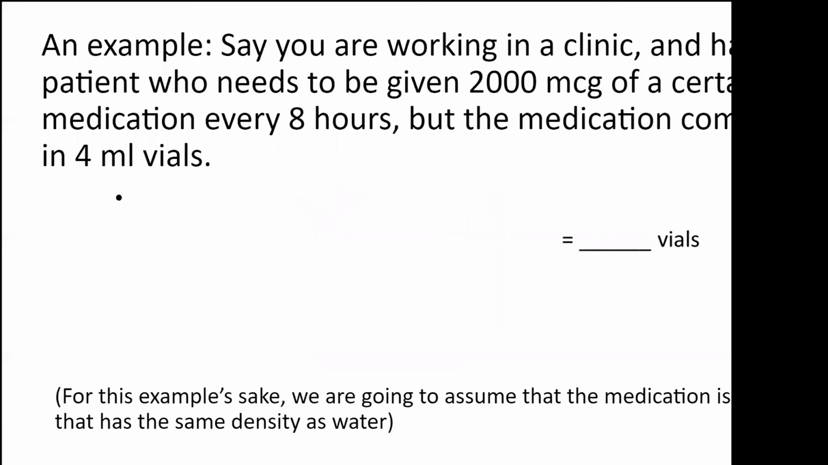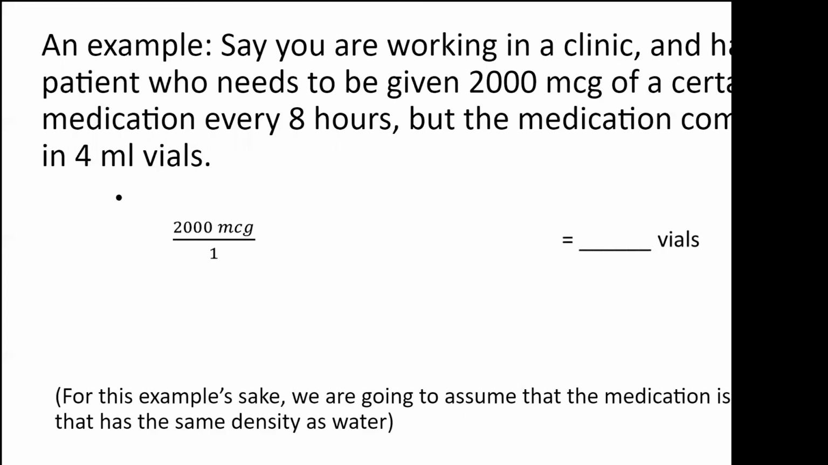Okay. So I'm going to run through one more problem with you. Say we're working somewhere and we have some patient. We need to give them 2,000 micrograms of a certain medication. We need to give it to them every 8 hours, but our medication comes in 4 milliliter vials. So we can see here that we have measurements of 2 different types. We have a measurement in mass, and we have a measurement in volume. So we're going to need to relate these 2 units.